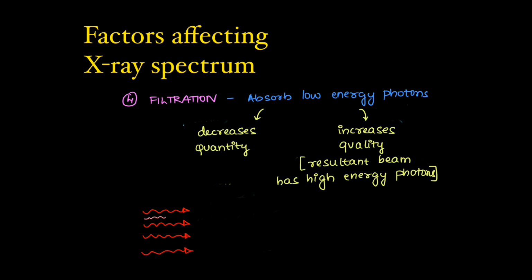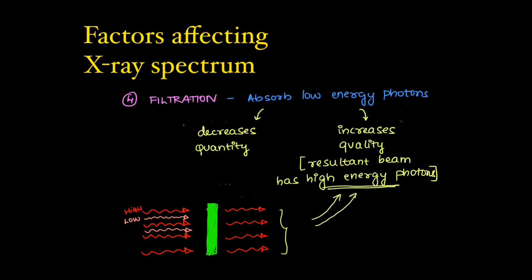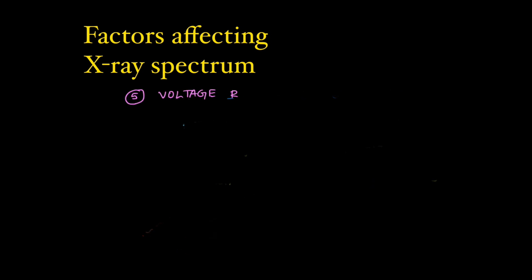When we draw it, now this is the high energy in red, low energy in light red. Filter is applied, low energy beam is absorbed. So out of 6 photons, only 4 come out, that is quantity decreases, but high energy beam comes out, so quality increases. Next and the last factor affecting the X-ray spectrum is the voltage ripple.